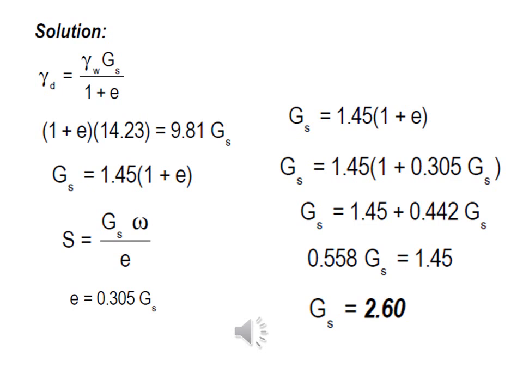And then going back to the previous formula, we have Gs equals 1.45 times quantity 1 plus e. So we substitute 0.305 Gs and then we get Gs equals 1.45 plus 0.442 Gs. To transpose the values, we get 0.558 Gs equals 1.45, so therefore Gs is equal to 2.6.